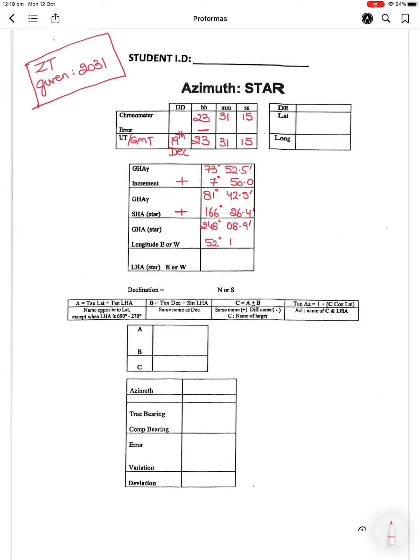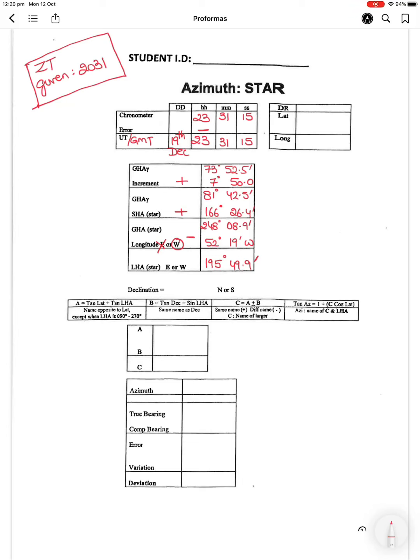Now we take our longitude and apply it. So longitude west, GHA is the best. That means GHA should be more than LHA. If longitude was east, GHA would have been least. It would have been less than LHA. So here my LHA is 195 degrees 49.9 minutes after I subtract my longitude from the GHA.